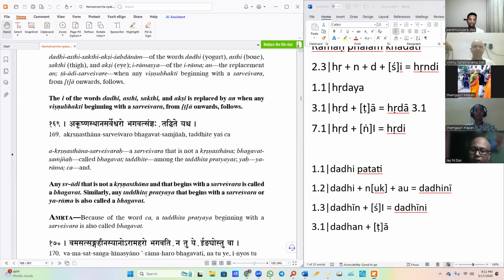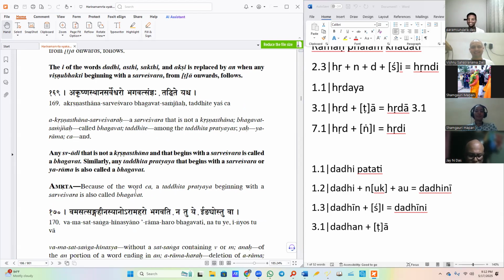Similarly, any Tadhita Pratyaya, Tadhita is the last chapter in the book. So any Tadhita Pratyaya that begins with Sarveshwara or Ya is also called a Bhagavat. That we will study later. Later meaning maybe after 2 years or 1.5 years, 2 years maybe. So we got what is Bhagavad.